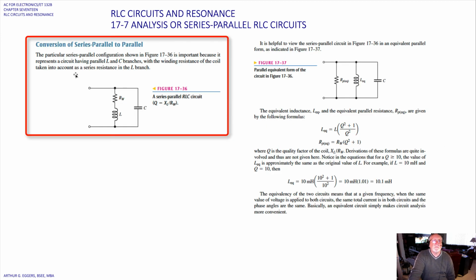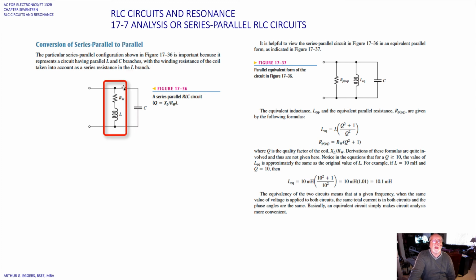So in doing the particular series parallel configurations, it's important because it represents a circuit having parallel inductors and capacitors in the branches. With the winding resistance, in this case, you see the winding resistance is included for the coil. So it's helpful to convert the series parallel circuit to an equivalent parallel form. So you see what they've done here is they've got an inductor equivalent and a resistor equivalent form here so that they can combine the values together.